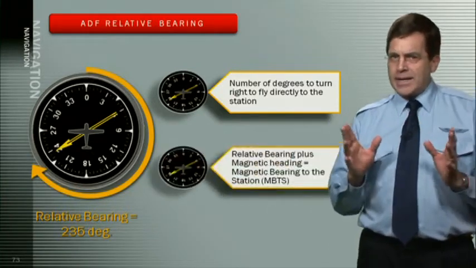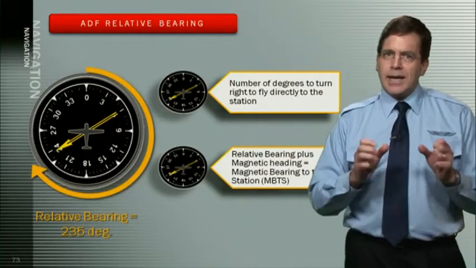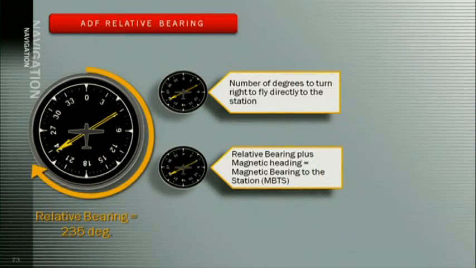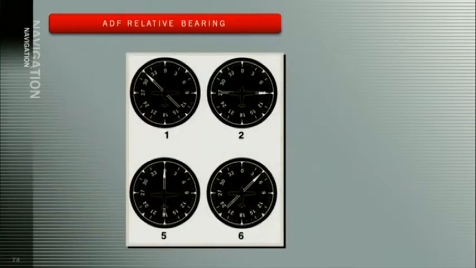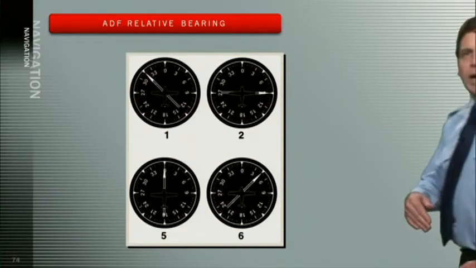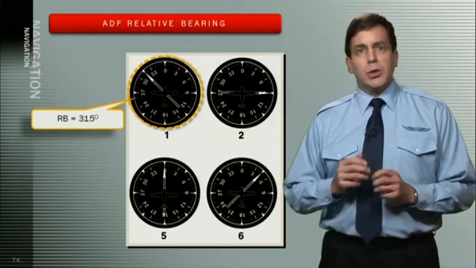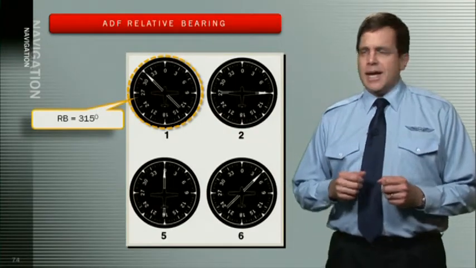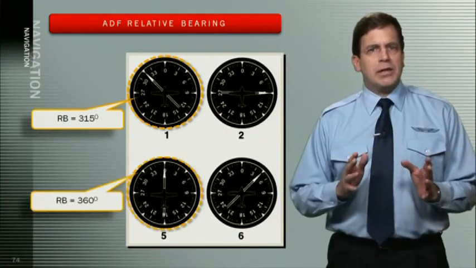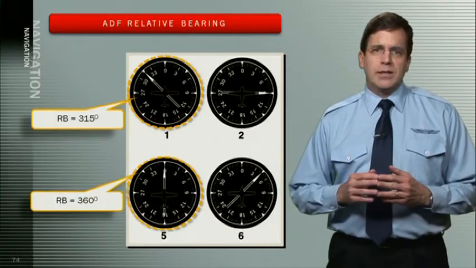Relative bearing plus magnetic heading equals the magnetic bearing to the station. On the knowledge test, you'll be asked to provide the relative bearing. In example number 1, the relative bearing is 315 degrees. In example number 5, the relative bearing is 360 degrees.